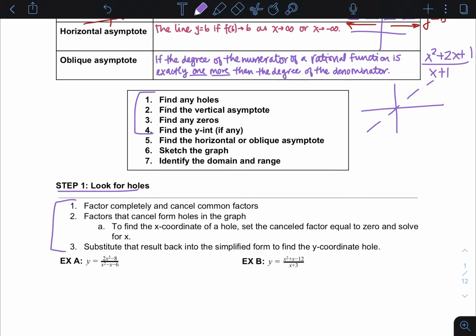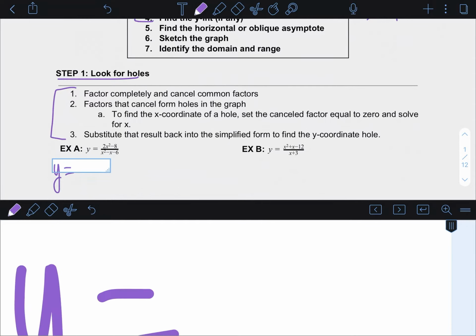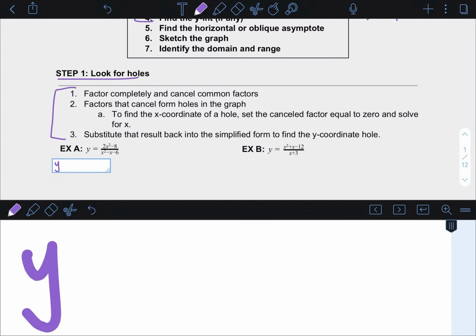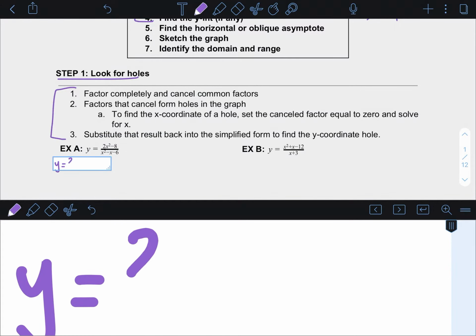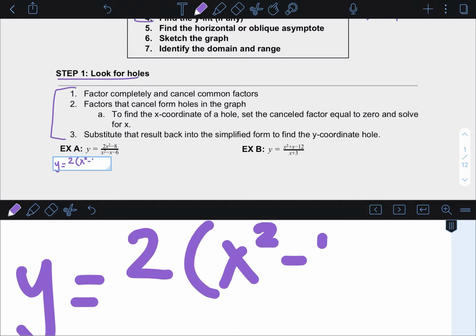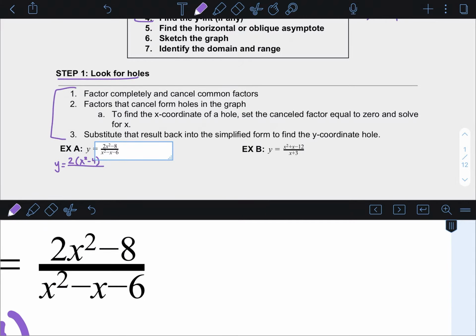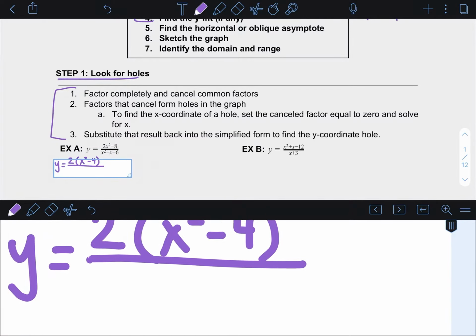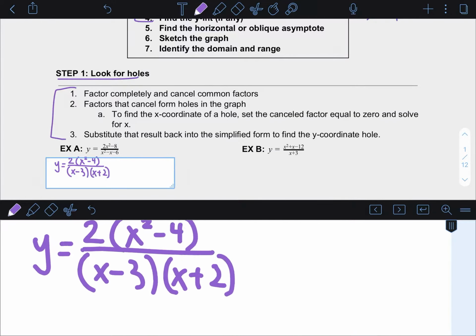The first step we want to take is to factor our rational function completely. In this example, and I'm going to zoom in over here, so this is going to get a little smaller. There we go. 2x squared minus 8, I can factor out a 2 from that. That leaves me with x squared minus 4 at the top times 2. And in the denominator, x squared minus x minus 6 will factor to x minus 3 times x plus 2.